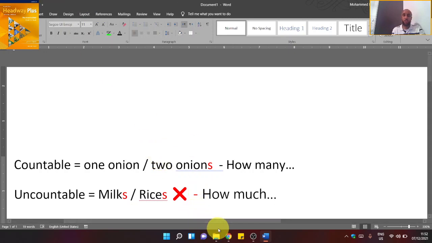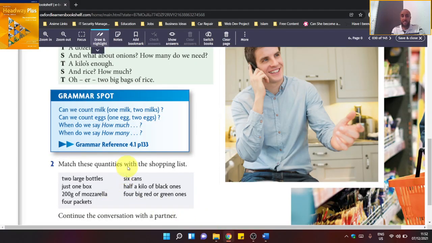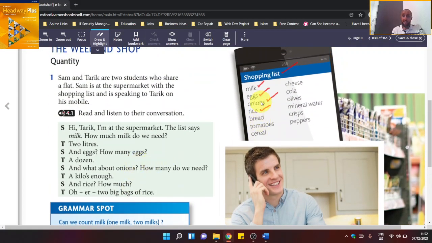So let's switch back to the website here. If we look at the list here, we have milk. So milk, we should say how much milk. Eggs, this has got an S. How many eggs? Onions, another S. How many onions? Rice, there's no S, so must be uncountable. How much rice? The next one, bread. Again, no S. How much bread? Tomatoes, there's an S. How many tomatoes?